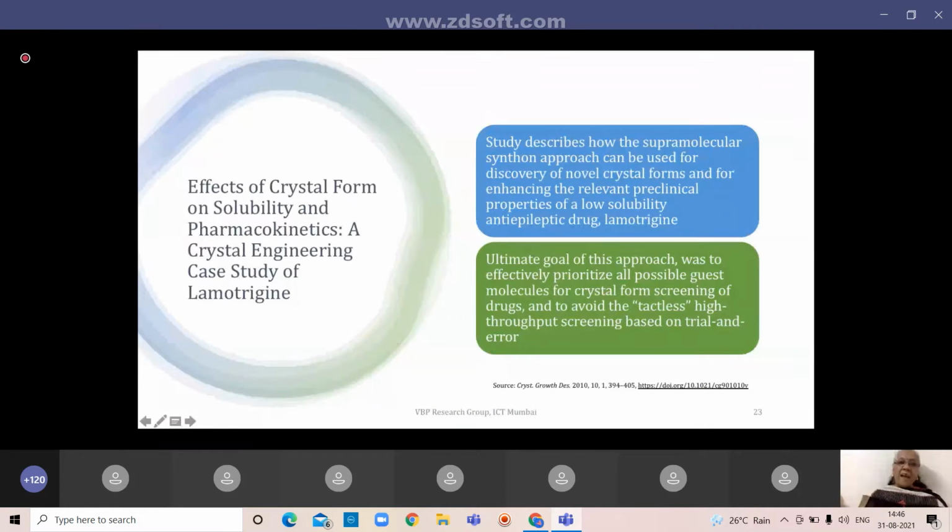Not only that, people have looked at the effect of crystal form on solubility also. So there's a case study of lamotrigine. In fact, this reference is an excellent reference if you want to understand how the pharmaceutical industry is manipulating and formulating different crystal forms, getting different polymorphs and getting different patents, and then moving ahead. So this study has described how the supramolecular synthon approach, which is nothing but crystal forms, can be used to discover novel crystal forms. And then can the relevant preclinical properties be enhanced?